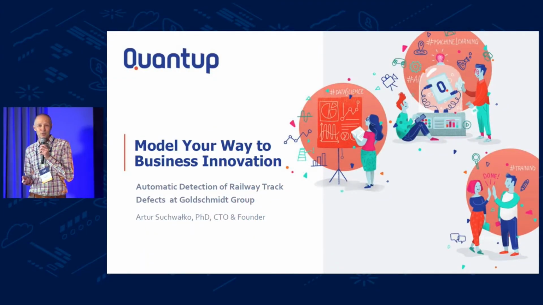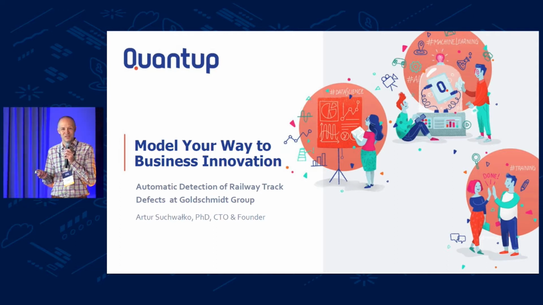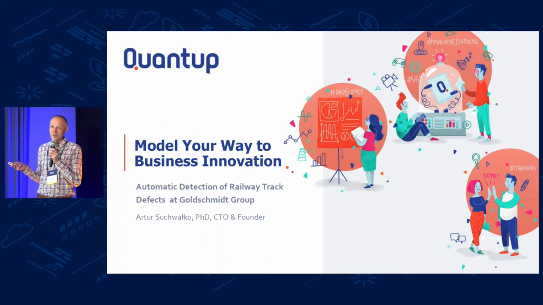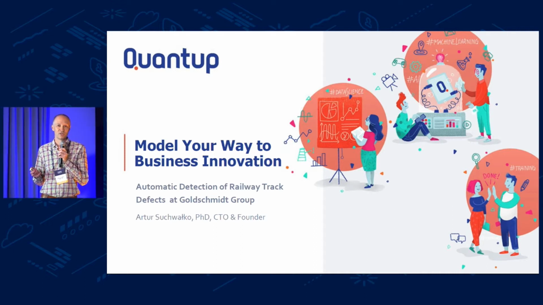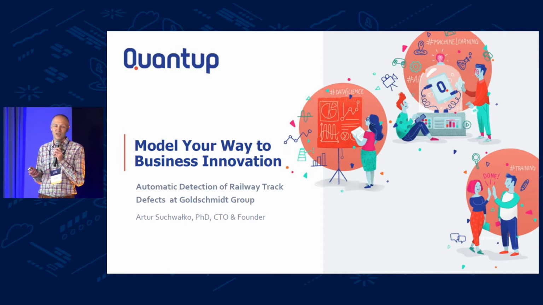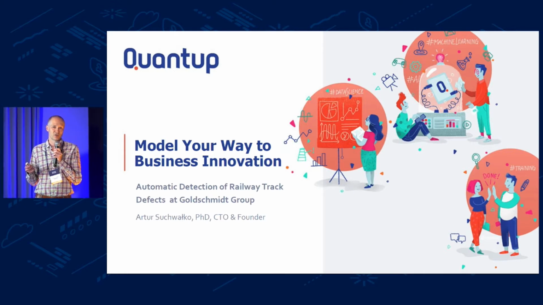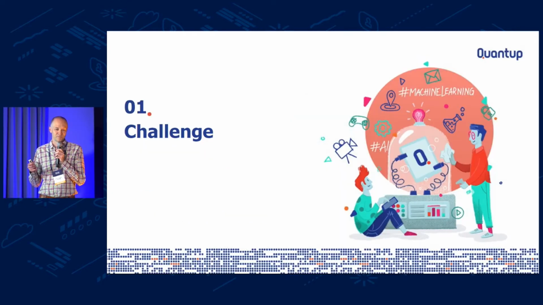QuantUp does basically two things. The first one, we improve business processes with help of mathematical tools, for example, machine learning. And the second thing, we help to build products with help of the same mathematical methods. And there is Goldschmidt. Goldschmidt delivers product for the railway industry, and this will be a story of a joint project of these two companies.